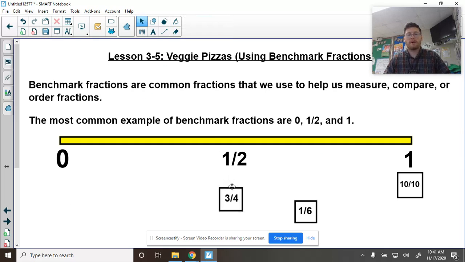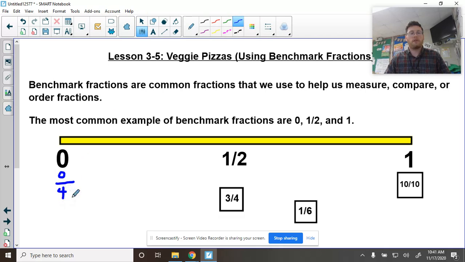Next, we're going to talk about 3 fourths. Well, let me think about it. If I had 4 pieces, and I still had 3 pieces left, that's almost the whole, correct? So that's almost the whole, but let's look and see where everything is located. So again, we're going to write 0 fourths. What's half of 4? We have 2 fourths. And this would really be 4 fourths, correct? All right, so 4 fourths here.